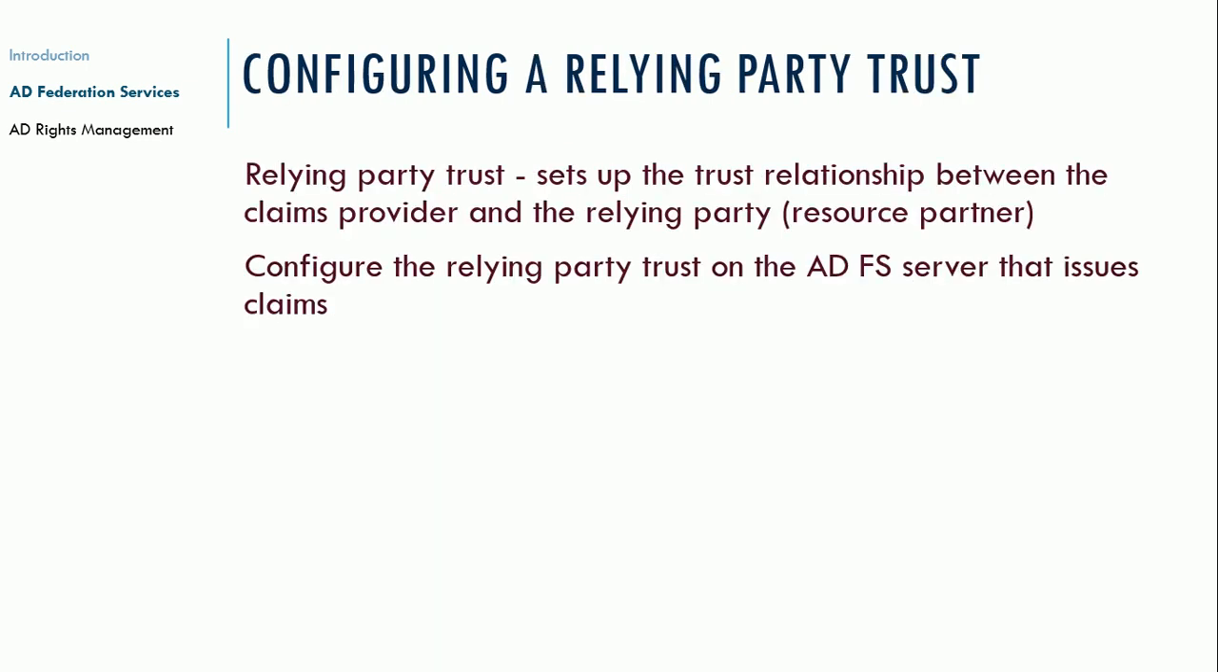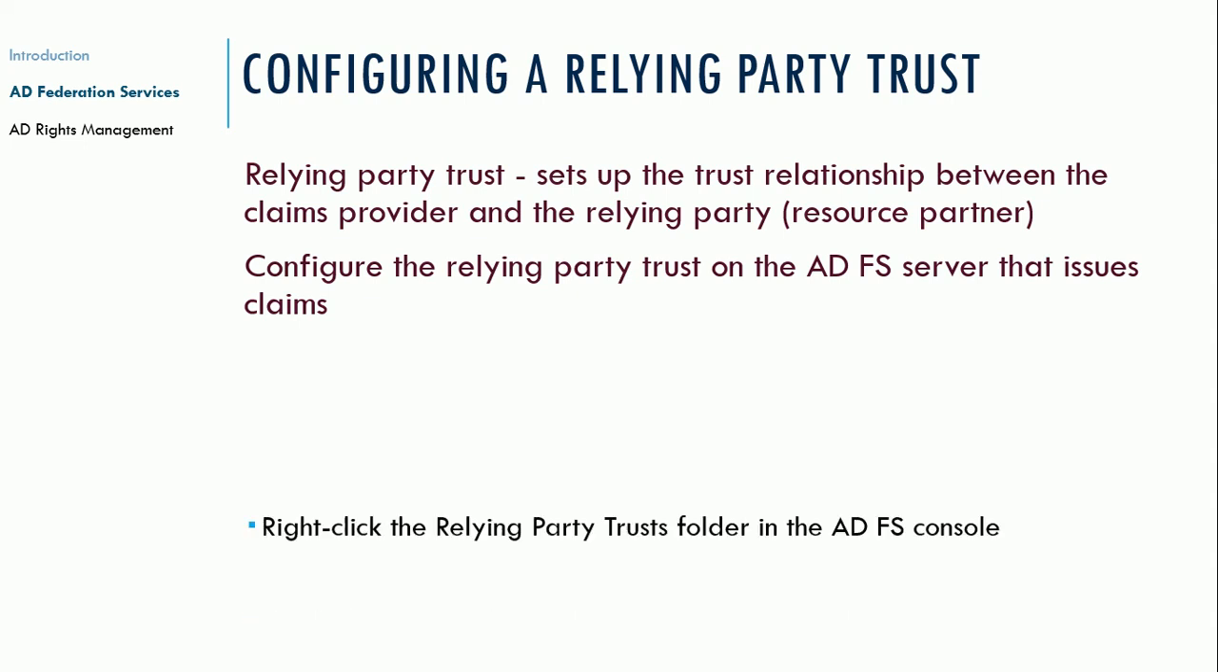So configuring a relying party trust. A relying party trust sets up a trust relationship between the claims provider and the relying party, or the resource partner, which we talked about in the very beginning of this slide deck. So the relying party must trust the ADFS server that issues the claims.